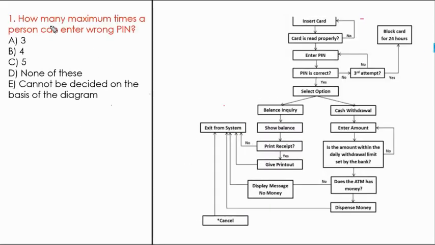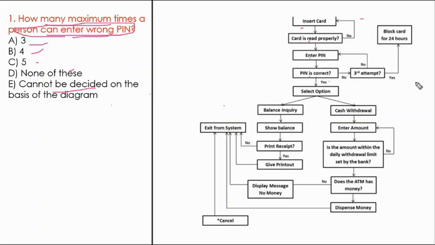How many maximum times can a person enter a wrong pin? The options are 3, 4, 5, or none of these, cannot be determined. If you see the process, insert card, card is read properly, enter pin, is the pin correct. If no, we need to see how many times a person can enter a wrong pin.